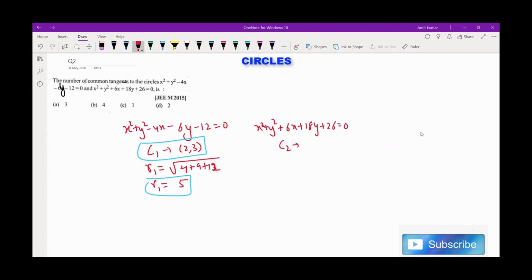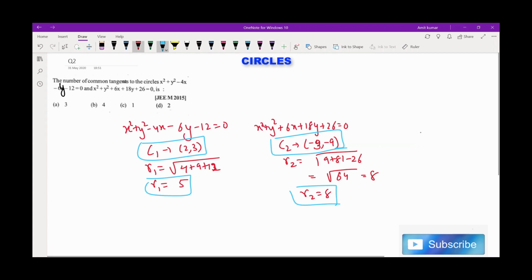Center c2 is (-3, -9), and the radius is root of 9 plus 81 minus 26. That comes out to be root of 90 minus 26, root 64, which is equal to 8. So r2 is 8. So we get c2 (-3, -9) and r2 = 8. Now we just have to find the distance between the two centers c1 and c2.